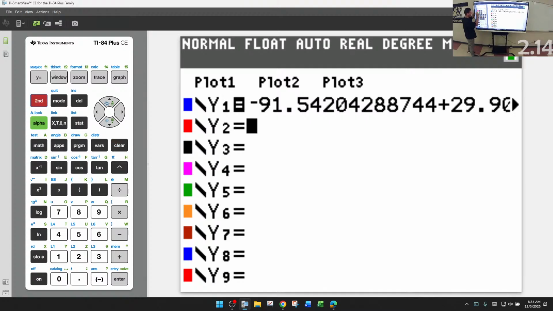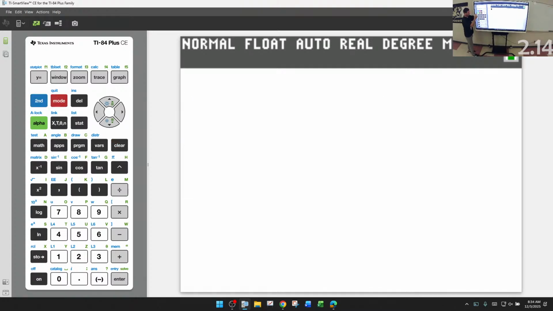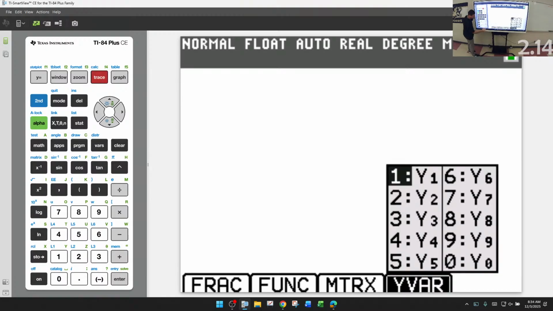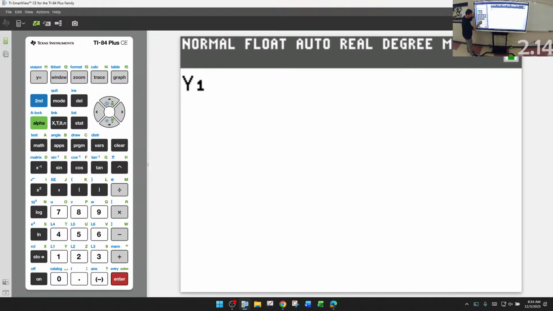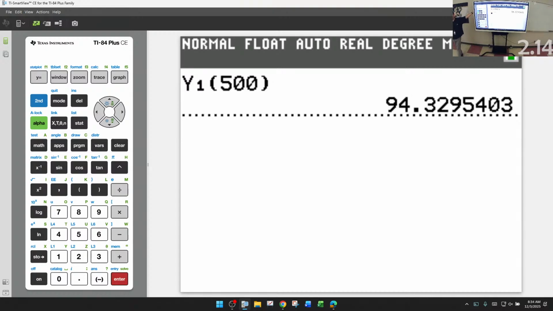Now the easiest way is go back to your alpha trace and just do Y1 and open up a parentheses. And what they want, 500? Boom. Now be careful here. That's 94.329. But that's in what? Thousands of dollars. It's in thousands of dollars.